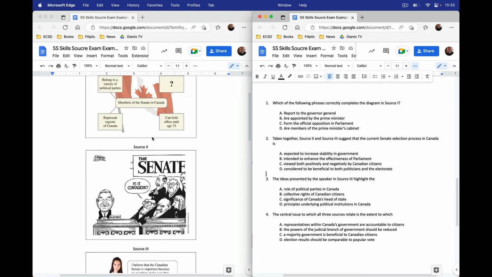So right now we're starting to see some common themes here, and that is the Senate and the Senate. So one would assume that source 3 is dealing with the Senate as well. So let's take a look.